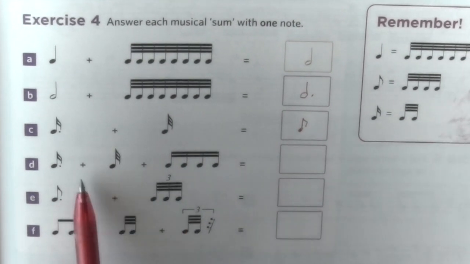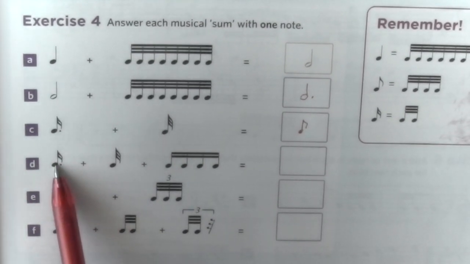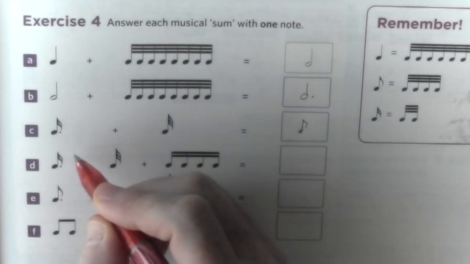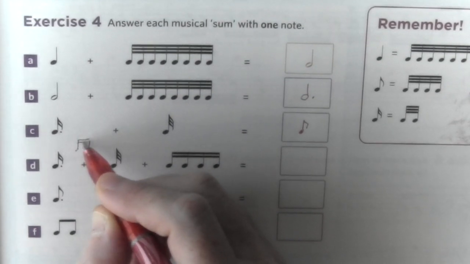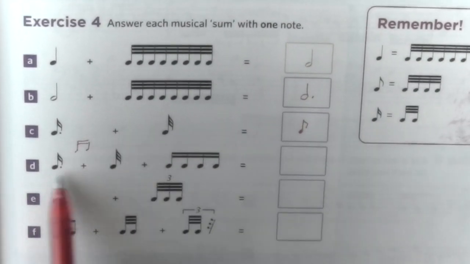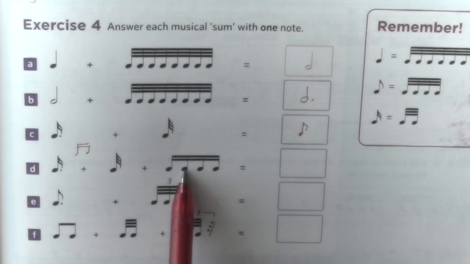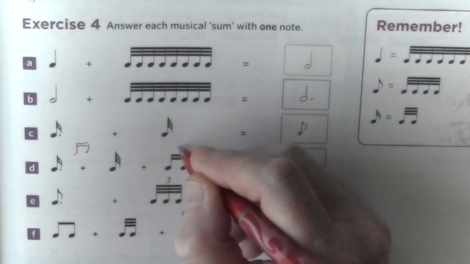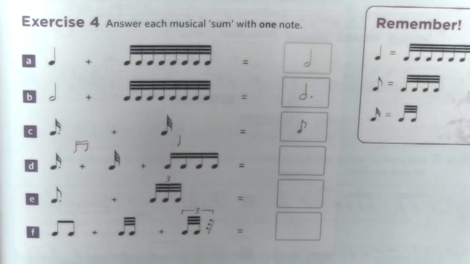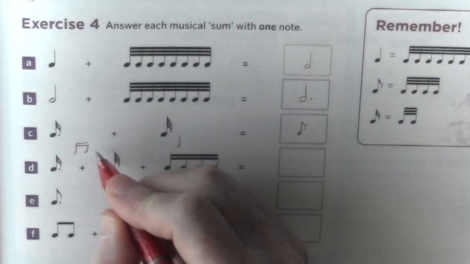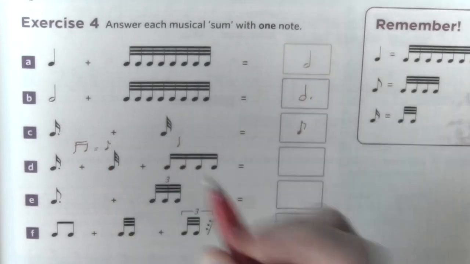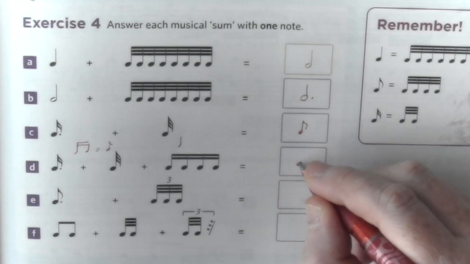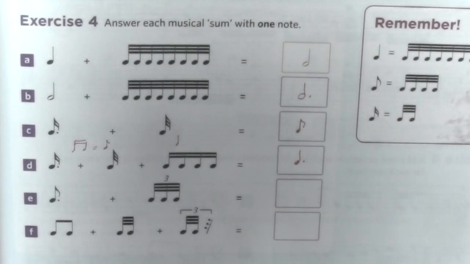Now, let's pair up things. 1 semiquaver plus a dot and the other half. That means 2 semiquavers. These 2 together. 4 semiquavers equals 2 quavers equals 1 crotchet. And this is a quaver. So 1 crotchet plus 1 quaver equals 1 dotted crotchet.